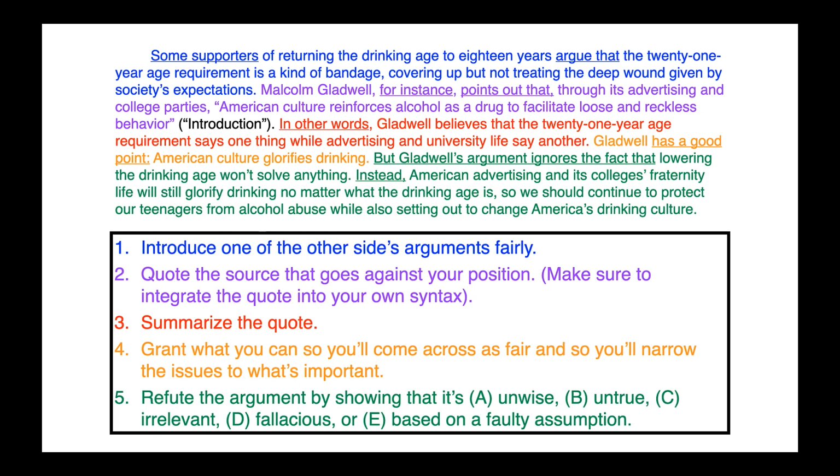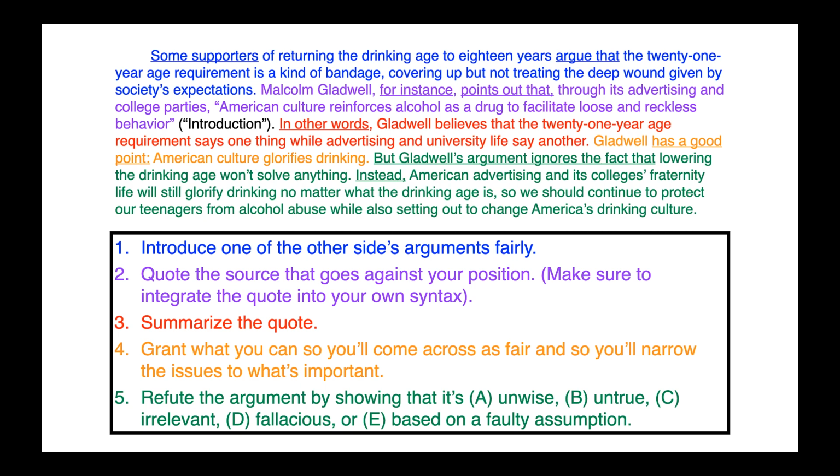So the first thing I do is introduce one of the other side's arguments, and I try to do it fairly. Some supporters of returning the drinking age to 18 years argue that the 21-year age requirement is a kind of bandage, covering up but not treating the deep wound given by society's expectations. See, I'm not calling them names. I'm not using a lot of connotation, unfair connotation, to characterize my opponent. I'm not above using some connotation, but I don't want to appear unfair.